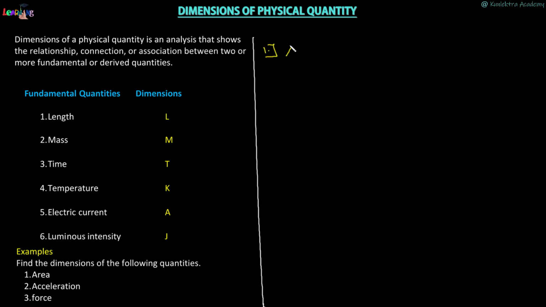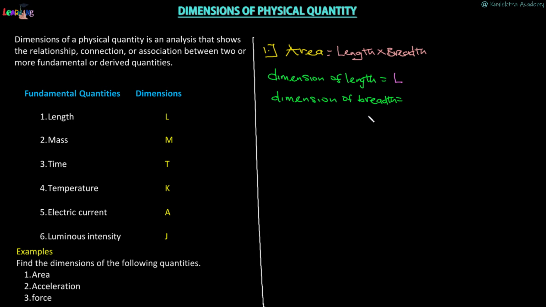Number 1, we have area. What is the first thing to note? Now, the formula for calculating area is length times breadth. Next, what is the dimension of length? From the fundamental quantity, the dimension of length is L. Now, what is the dimension of breadth? The unit for breadth is also in meter, which means you can equally use the dimension of length as that of breadth. Now, the dimension of breadth is also L.